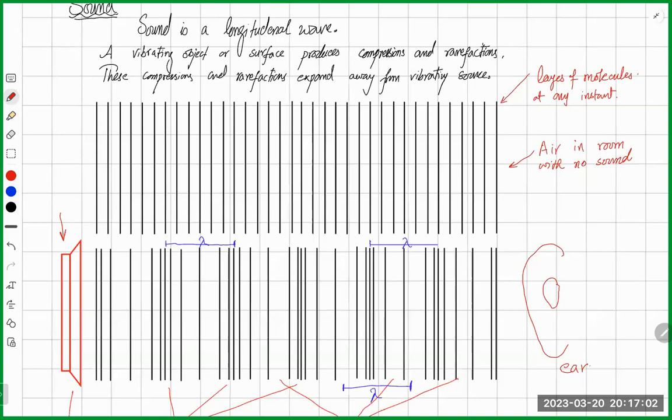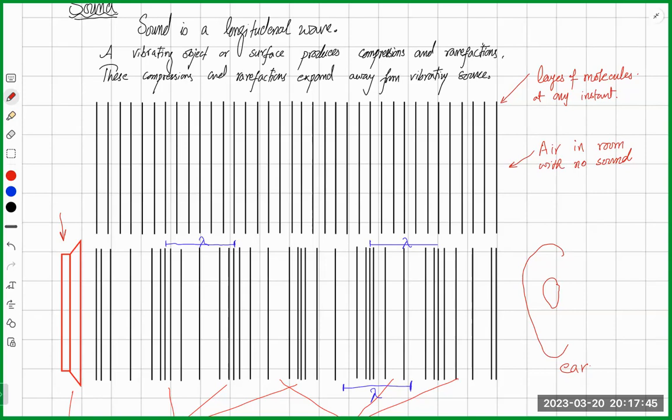Now, what happens when we start the speaker? So when the speaker pushes forward, the air molecules get closer to one another, producing a compression. And when the cone of the speaker goes back, it produces a partial vacuum, a region of fewer air molecules. So when the speaker goes forward, it produces a compression, and when it is pulled back, it produces a rarefaction. So compression and rarefaction are produced one after the other, and they go in 3 dimensions away from the source.